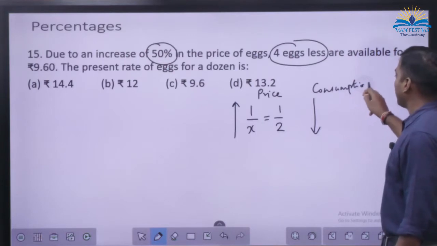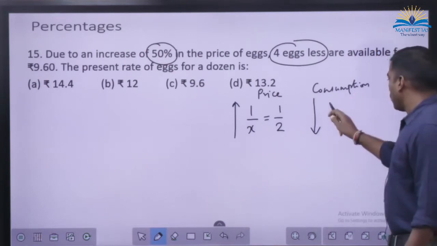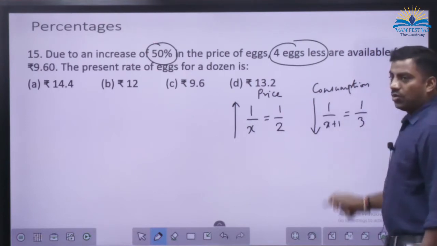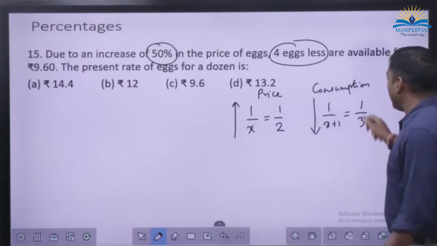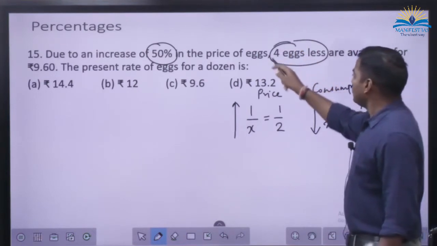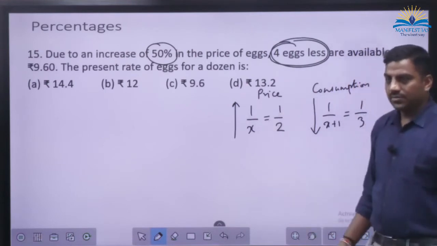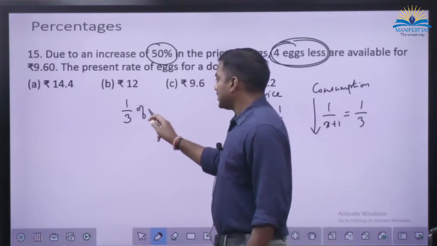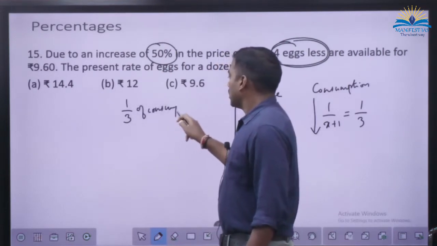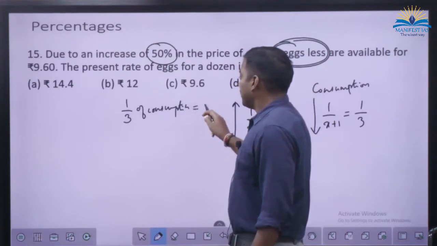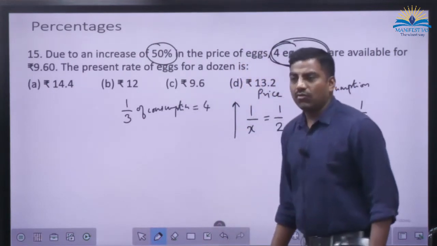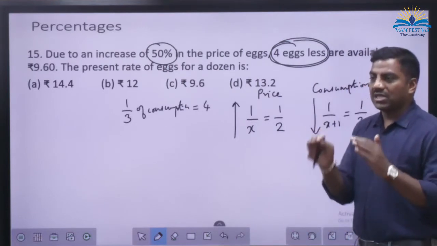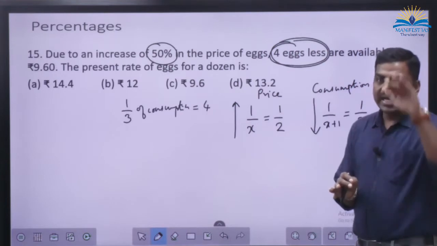In consumption, what will be the effect? 1 by x plus 1, that is nothing but 1 by 3. So consumption will reduce by 1 by 3. So this consumption is getting reduced by 4x. 1 by 3 of the consumption is nothing but 4. So earlier, what was the consumption? 1 by 3 of the consumption has reduced, or indirectly 4x have been reduced.